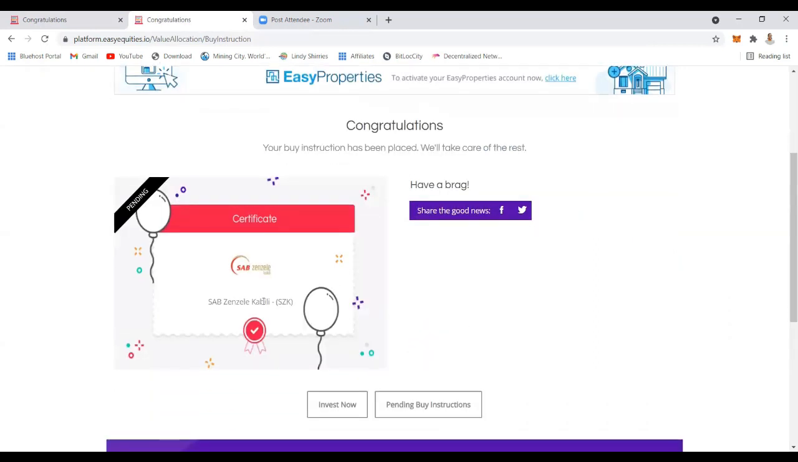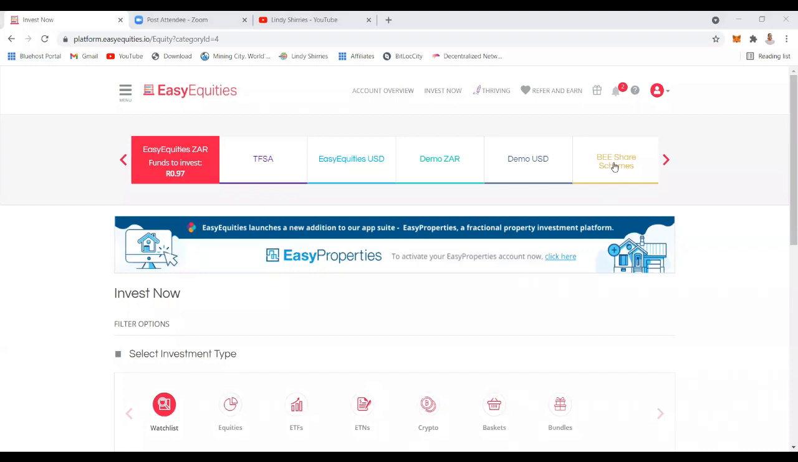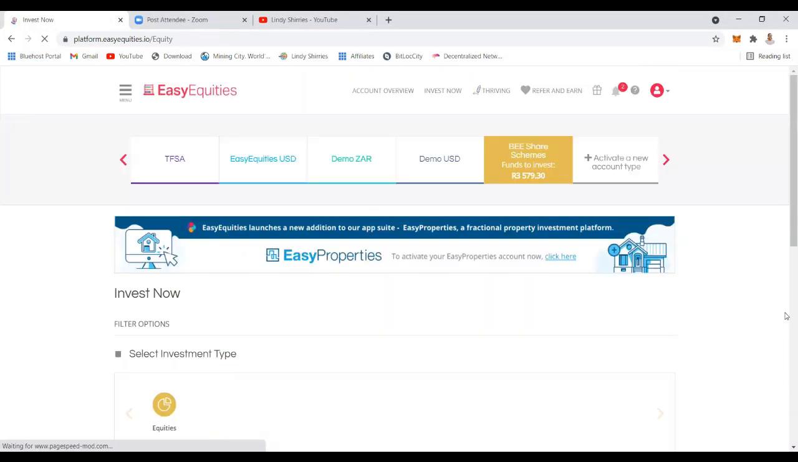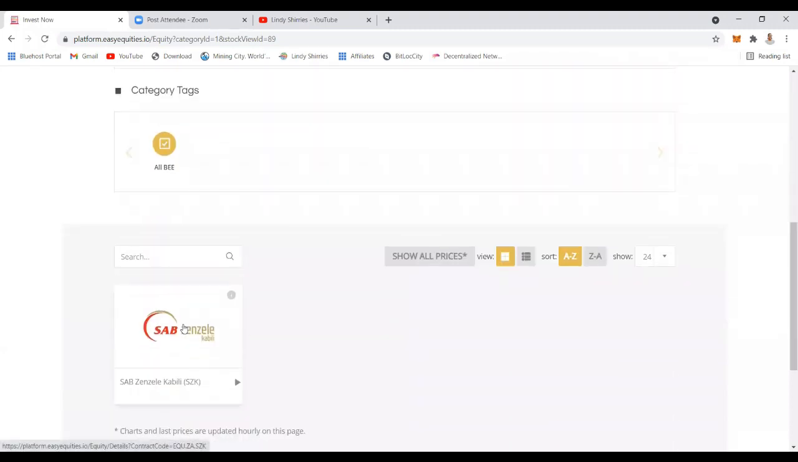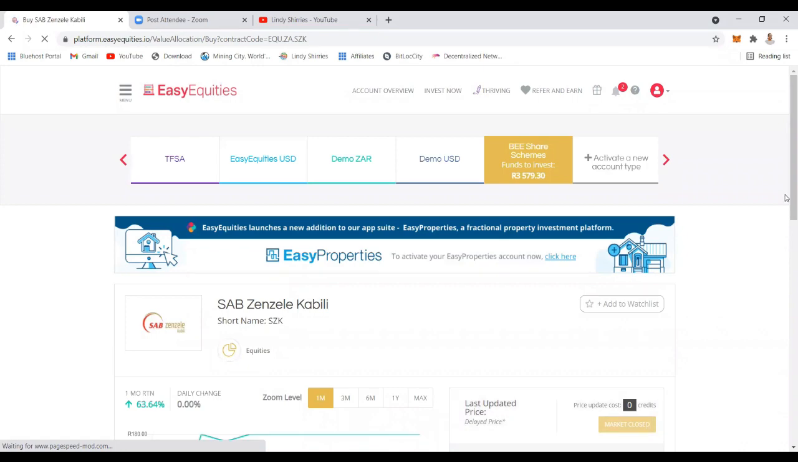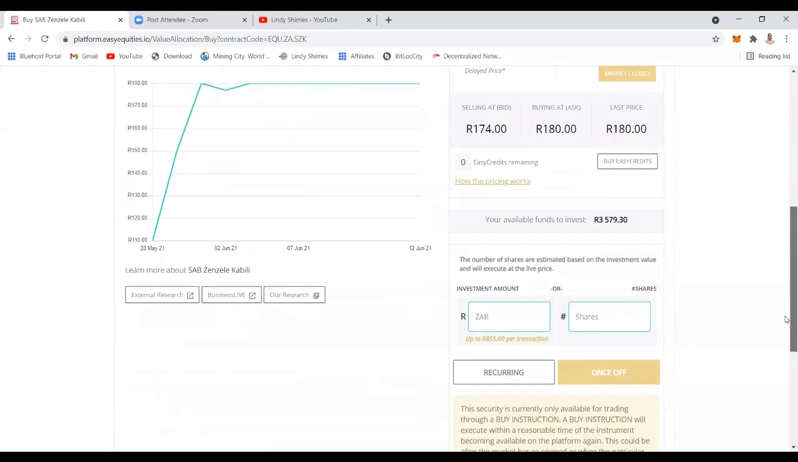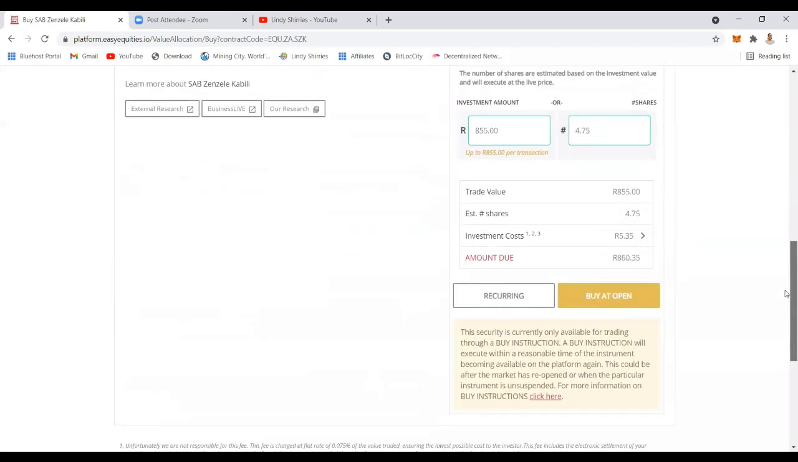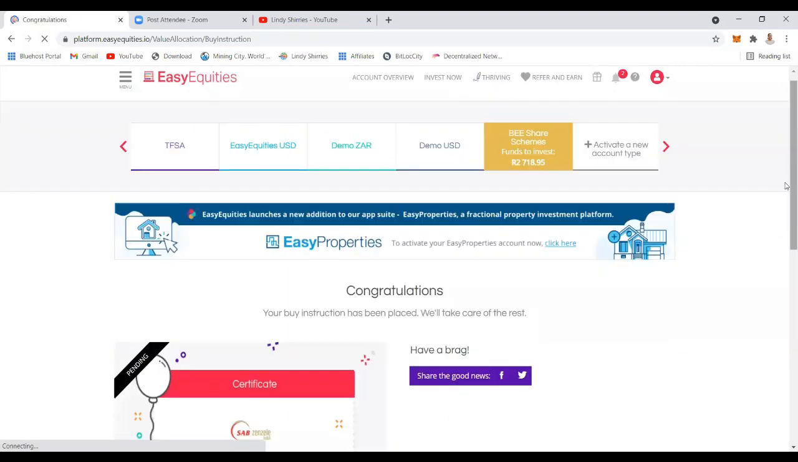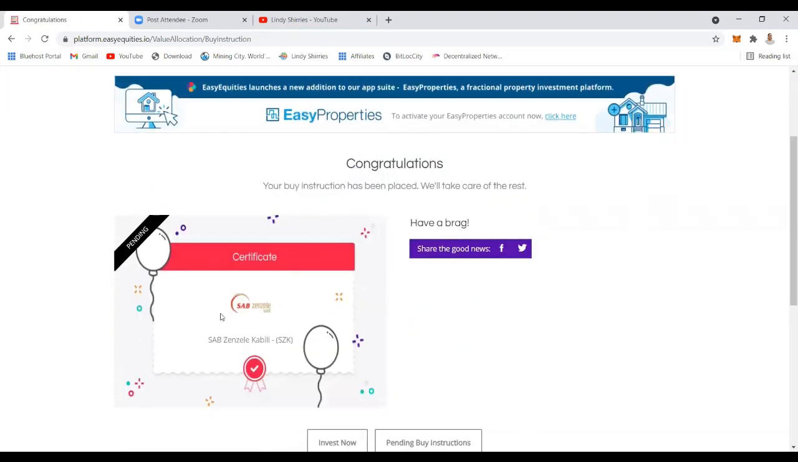And usually when I buy shares on Monday, I get a certificate and an email saying my shares are allocated. So I'll do it for the last time for you guys to see, because I don't want you to make mistakes. You go to Invest, then SAB Zenzele Kabili shares. You need to make sure that you select the BE account, and then you specify the amount. The minimum is 850 and the maximum is 855, and then you specify what you want to buy. On your right hand side, it shows you 4.75 shares, and this is the fee that you pay. And as well, you get a certificate.